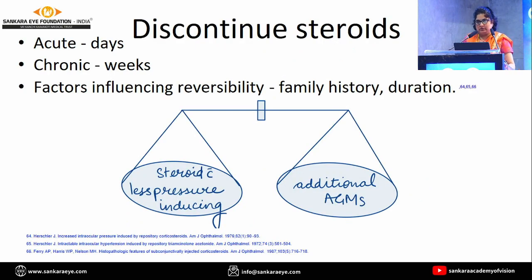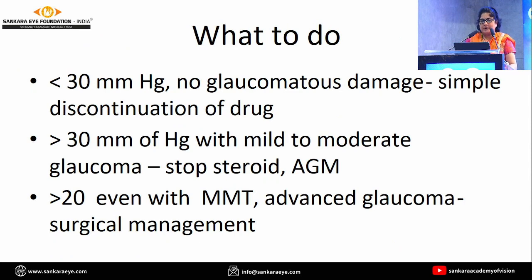Like I already said, if the patient definitely needs steroid, you need to come down to low dose steroid. If it is less than 30 millimeters of mercury and there is no glaucomatous damage, simple discontinuation of the drug is enough. If it is more than 30 millimeters of mercury with mild to moderate damage, stop the steroid first and continue anti-glaucoma medication for 3 to 6 weeks, then assess the patient and reduce or add medication. If it is more than 20 millimeters of mercury with maximum medical therapy, and if it is advanced glaucoma, definitely you need surgical treatment.